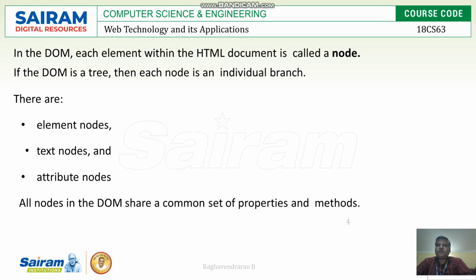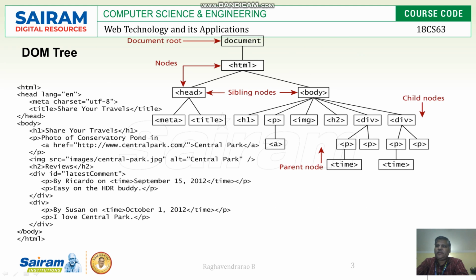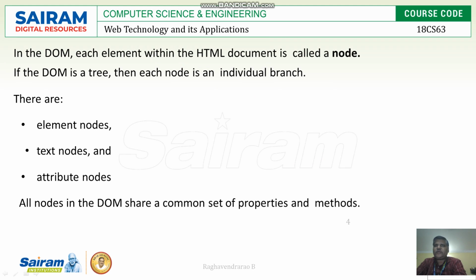Now, in the DOM, each element within the HTML document is called a node. Okay? So it has been said here. Nodes are there, right? In the DOM, each element within the HTML document is called a node. If the DOM is a tree, then each node is an individual branch. There are different types of nodes: element nodes, text nodes, attribute nodes. How is this differentiated? Let us see the example.